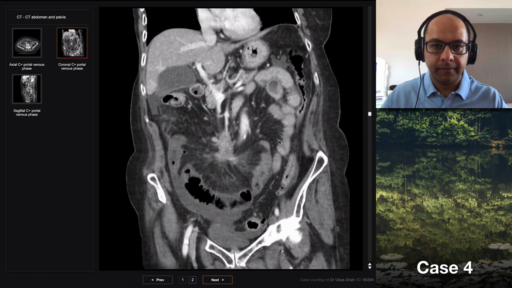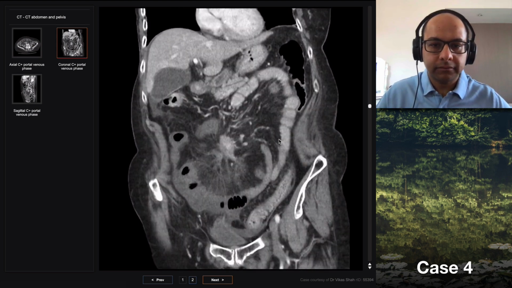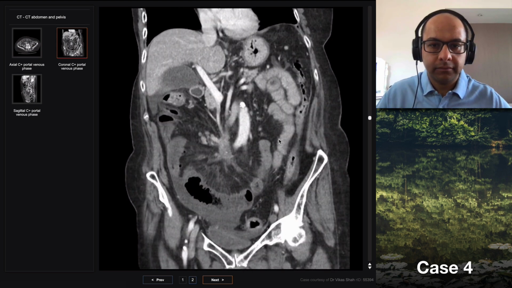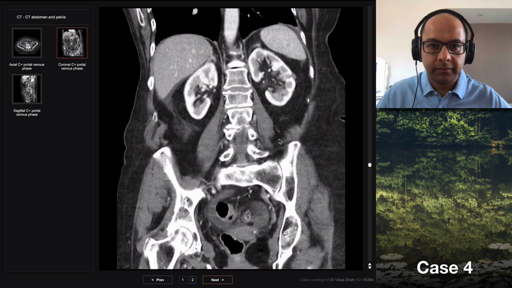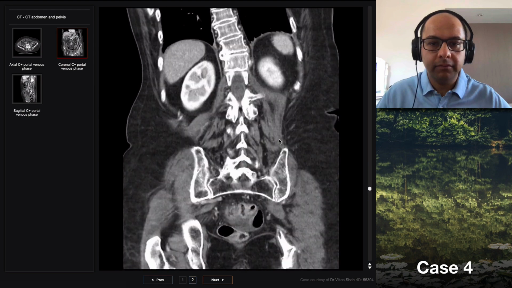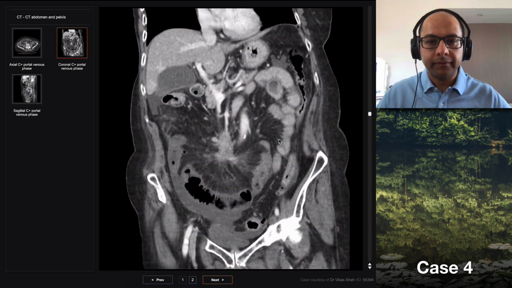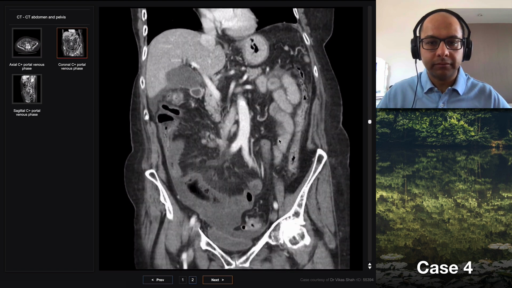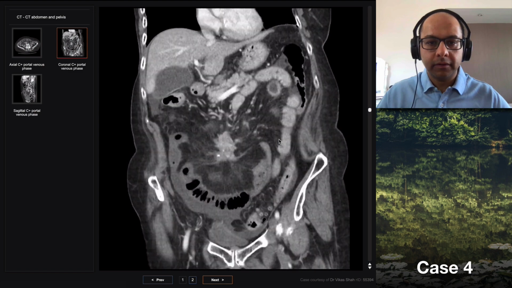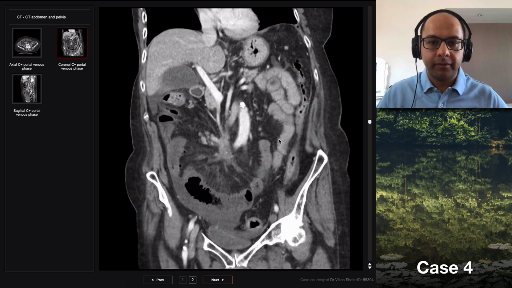There's some fluid in the abdomen, and the liver, I'm not able to see any focal lesions. So features are in keeping with mesenteric ischemia, bowel ischemia due to mesenteric mass, likely a carcinoid with involvement of both the artery, SMA artery, and the vein.